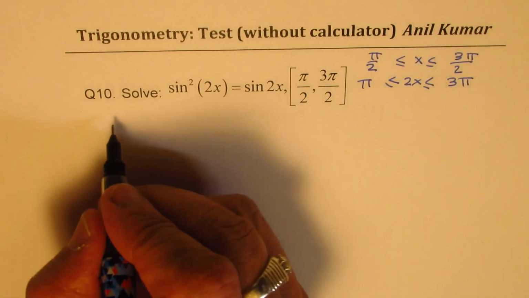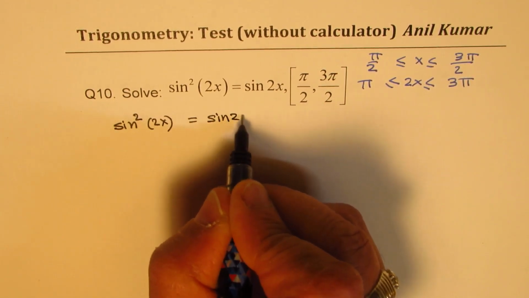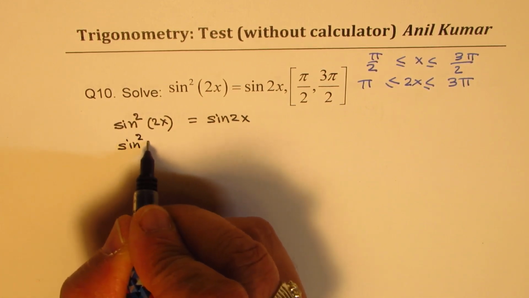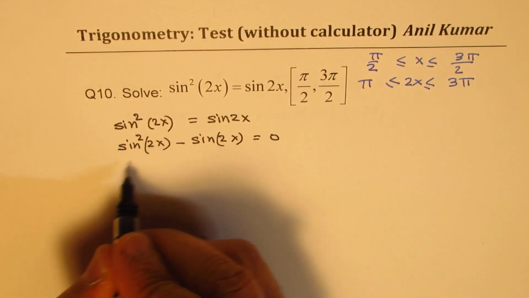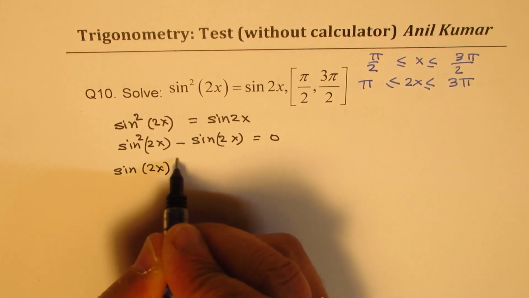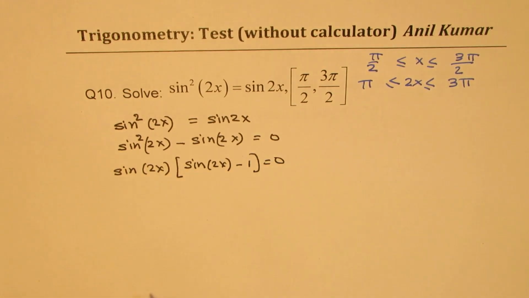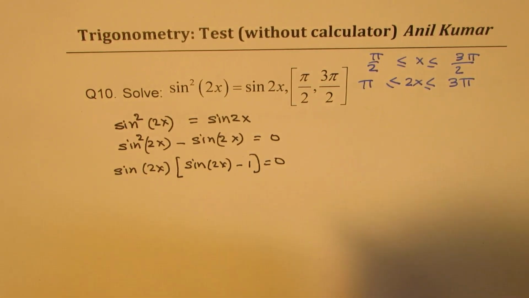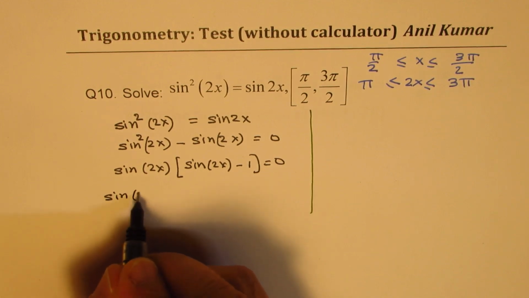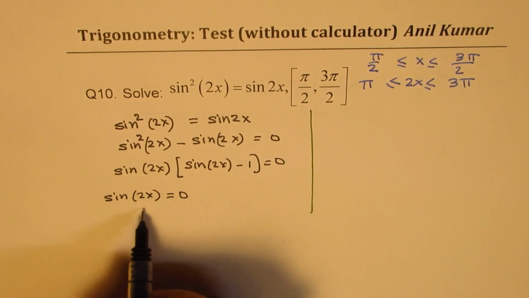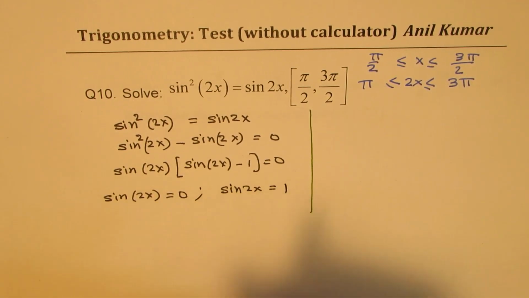Okay, let's solve. So the equation here is sine square 2x equals to sine 2x. Let's bring them together. So we have sine square 2x minus sine 2x equals to 0. Now sine 2x is common. So we get sine 2x times (sine 2x minus 1) equals to 0. So that gives you two possible solutions, right? So one factor here is sine 2x equals to 0. That gives, I will find the solutions. The other one here is that sine 2x equals to 1.